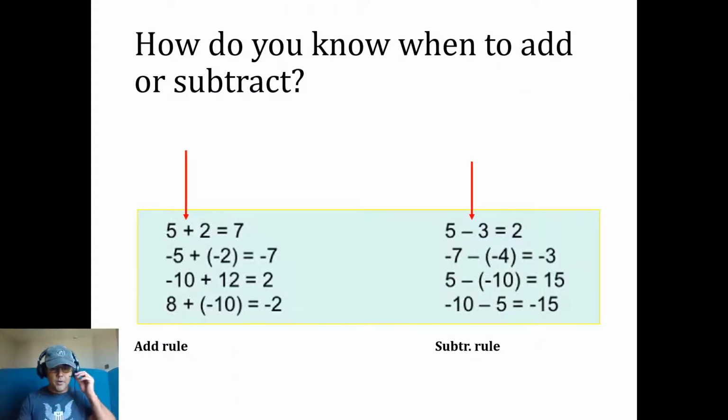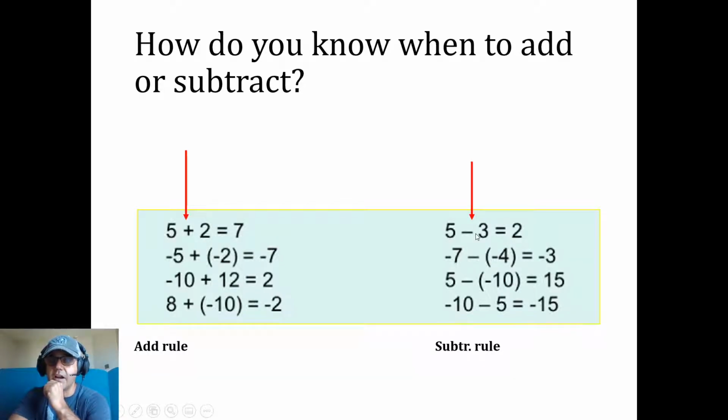So now remember, with your addition rule, you got your nice addition sign here, but 5 plus 2 is 7, so when they are the same signs, we're going to go ahead and add them and keep the sign. But when they're different signs, like right here, we're going to go ahead and subtract them and take the sign from the greatest absolute value.